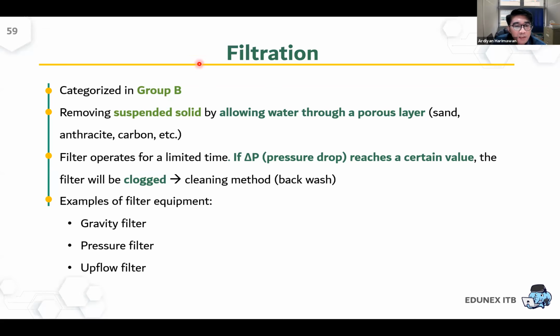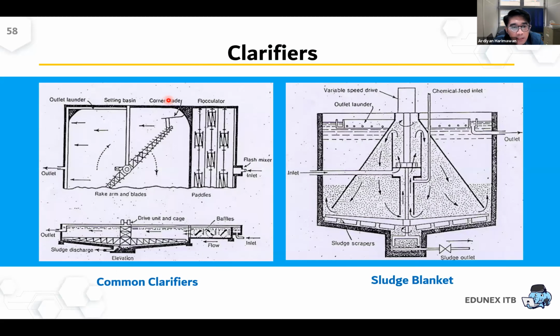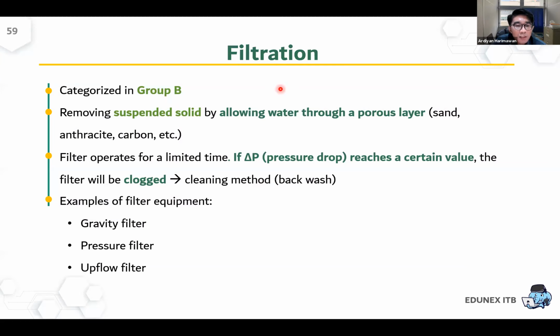Today we will still discuss the water treatment process. Last time we discussed the external treatments until the clarifiers. So now we go to the filtration process. I think you're already familiar.